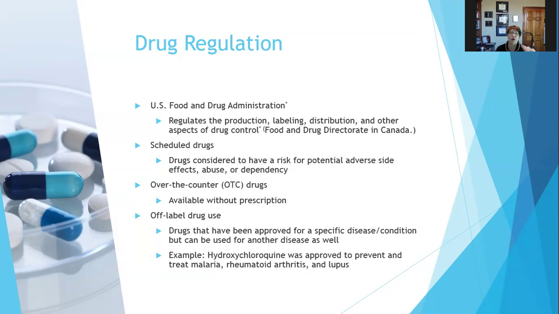Another example of off-label drug use is Ozempic, which is a drug that's approved for use in diabetes. People are using it for weight loss. So it's not something that was the approved specific disease or condition that it was developed for, but it's being used for something else. So there are pluses and minuses of that.